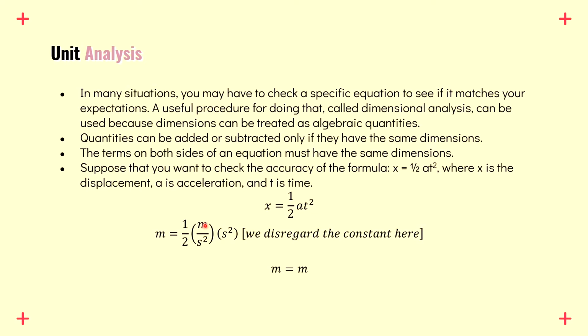m over s squared, this is the unit for acceleration, meters per second squared, times seconds squared, which is the unit of time, so we have to square it also. We disregard the constant here because we only want the units. As we can see, we can cancel out the seconds squared, and what remains will be the meters. So meters is equal to meters, and it follows the condition stated here, in which quantities can be added, the terms on both sides of an equation must have the same dimensions.